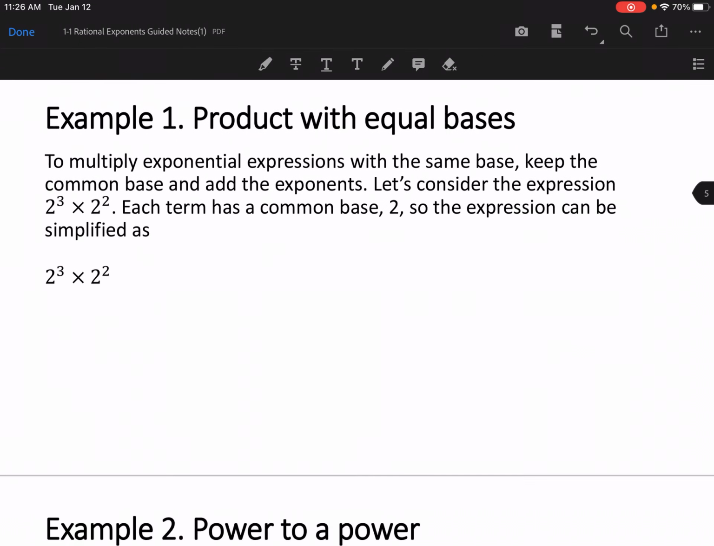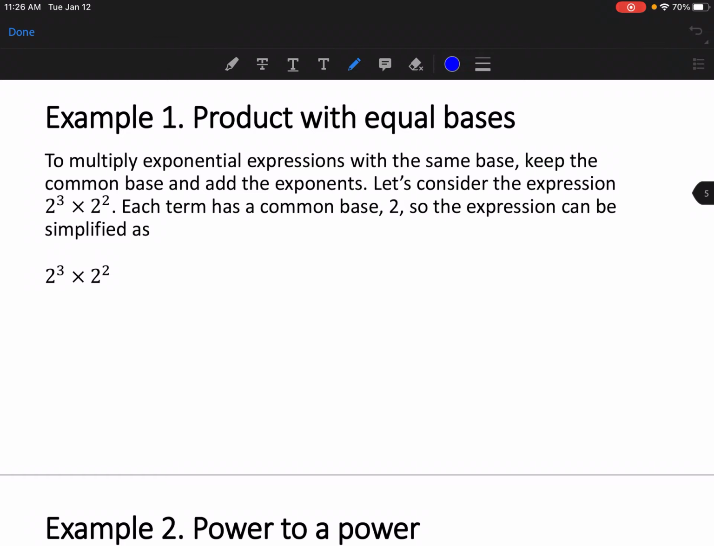So let's look at the first example here. Product with equal bases: to multiply exponential expressions with the same base, keep the common base and add the exponents. So here, let's consider the expression 2 to the third times 2 squared. Each term, as you can see, has a common base 2, so the expression can be simplified. As we looked at earlier, when we multiply two bases that are equal, we can add their exponents. So we can say this is 2 to the third plus 2, which is equal to 2 to the 3 plus 2, which is 5.